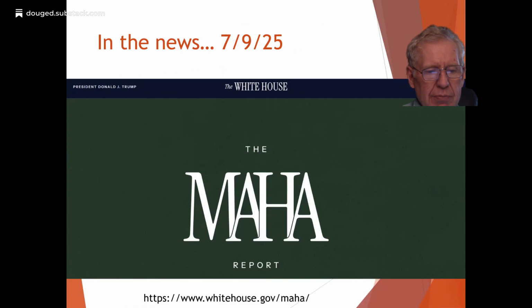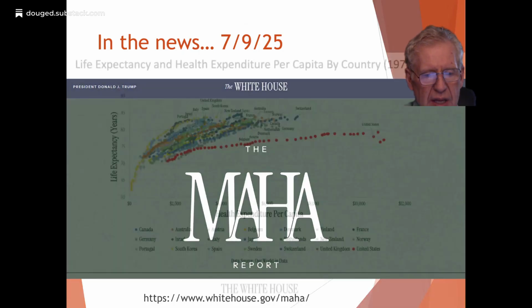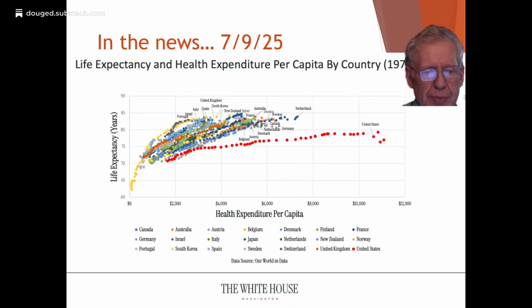Now, another thing that was in the news that came out July 9th was the MAHA report. This came from the Department of Health and Human Services under Secretary Kennedy. It includes on the cover page this graph, which is significant no matter how you look at it. This correlates on the y-axis, life expectancy, with on the x-axis, the cost of healthcare. I admit this tripped me up a little bit. I had to look at it for a bit. The heading, though, helped me out.